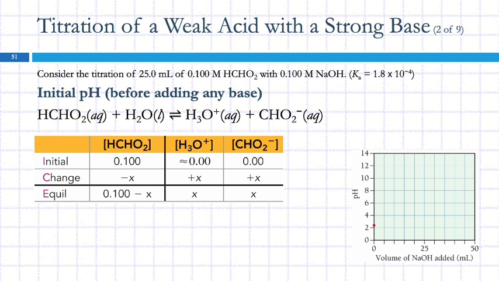So, like with a strong acid, we're going to find the pH of that acid solution before we add anything. So we have a weak acid, and so this is going to be an equilibrium problem. The weak acid will ionize partially, forming H3O plus and CHO2 minus. And so we're going to look at an ice table. We're going to look at our initial concentrations, the change, and the equilibrium. So initially, we have 0.1 molar HCHO2. So we put that in here.